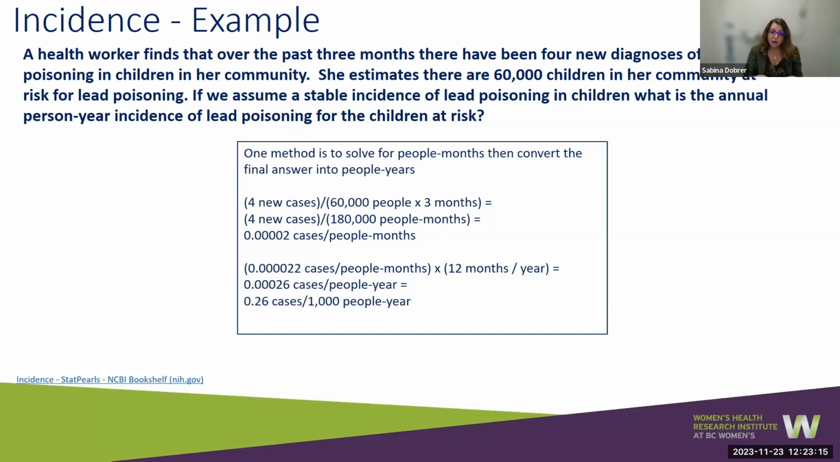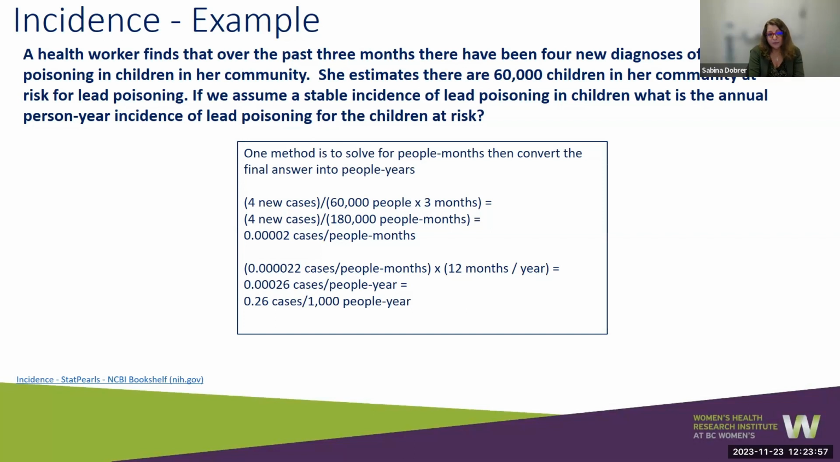So there are different methods to calculate it for different times, but here I'm going to present the method that calculates person-months. So it depends. I said you need to have your population at risk, and you also need to define your time units when you calculate the incidence. So in this specific case, I would like to calculate it as person-months. So this is basically my calculation: new cases divided by 60,000 people multiplied by 3 months. And it gives me the cases per person-months.